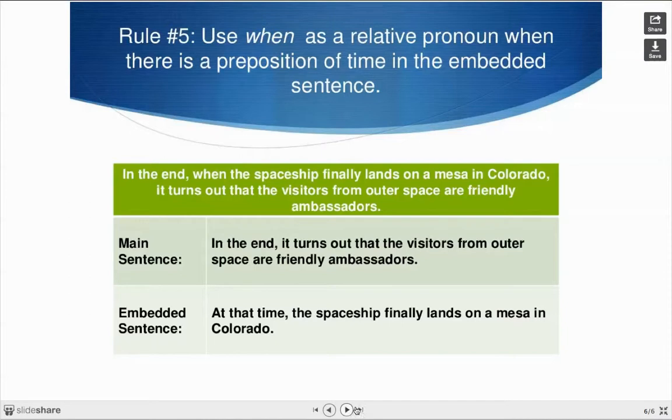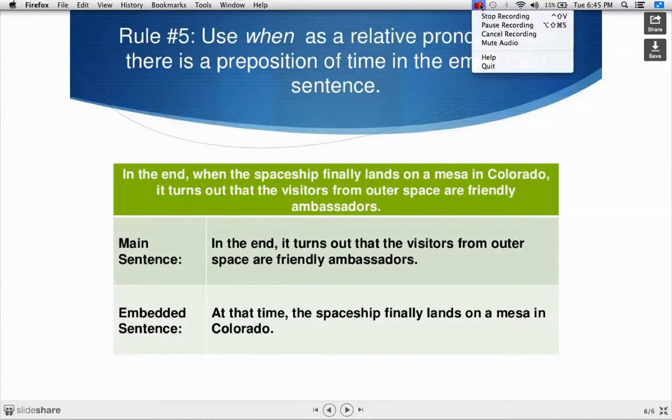And the fifth rule, all right, there's my dog barking. I'm going to stop a minute.